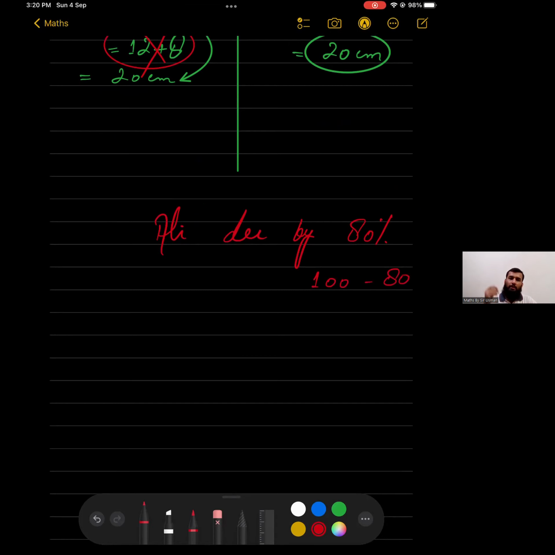Now, if you were increasing, you would add, and if you are decreasing, you would subtract. हमेशा 100 से ही ऐड या सब्ट्रैक्ट करना होता है. उसका रीजन ये है कि 100 इज रिप्रेजेंटिंग द इनिशियल वैल्यू. लाइक जो आपका इनिशियल अमाउंट है वो 100% के बराबर होता है हमेशा. So this is the case.